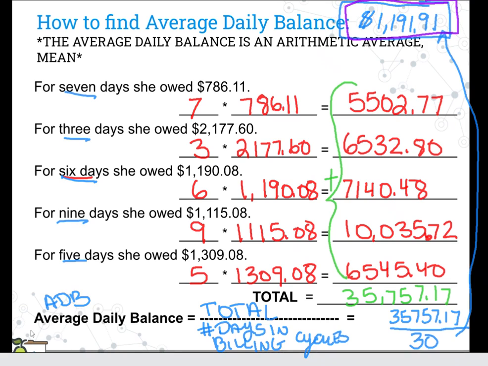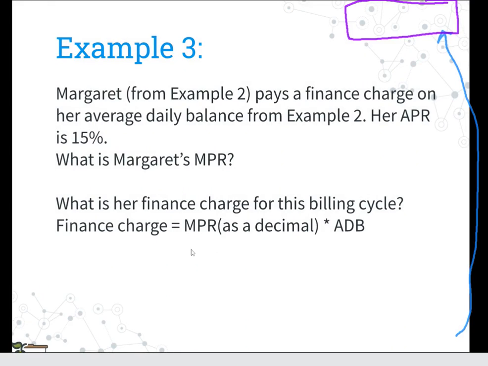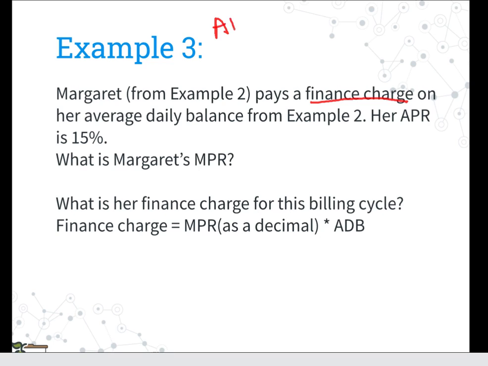So, the last part of this example is that we need to, let me clear this here. Here we go. So the last part is that we need to calculate on example 3 the finance charge. Okay, so I'm going to write from our previous example, example 2, we got that the average daily balance was equal to $1,191.91. Okay, so example 3, we need to know what the MPR is.